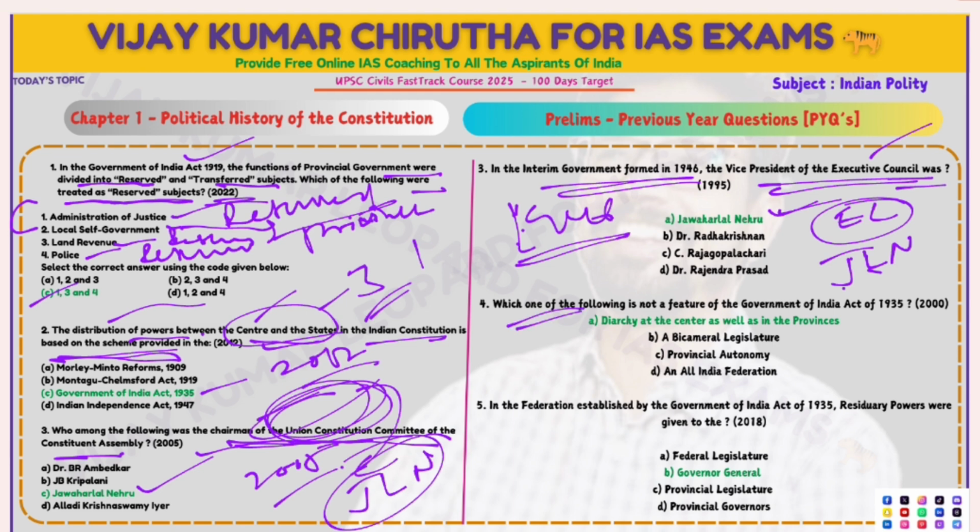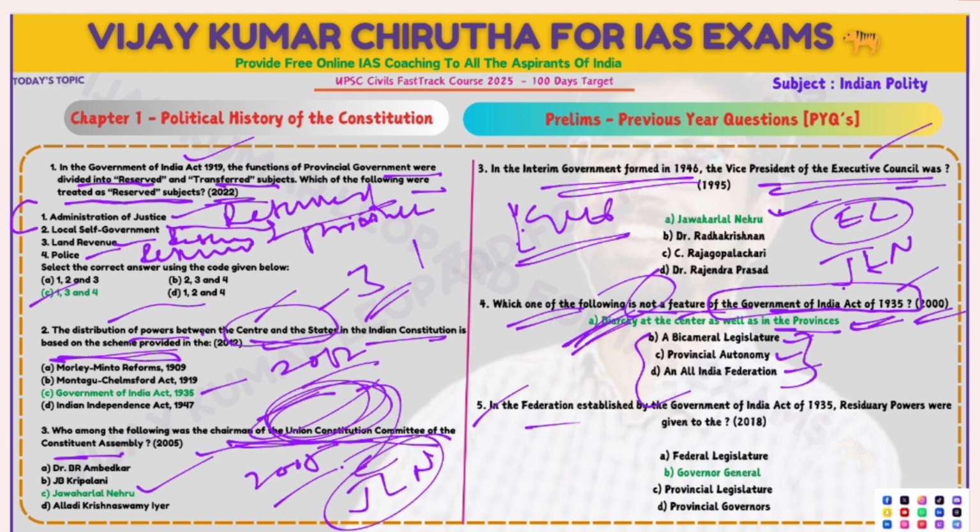Which of the following is not a feature of the Government of India Act 1935? This is the most important one, asked in 2000. They have given diarchy at the central level as well as the provincial level as an option. Bicameral legislature is there. Provincial autonomy they gave. All India Federation also they gave. But the feature not given is diarchy at the center as well as the provincial level.